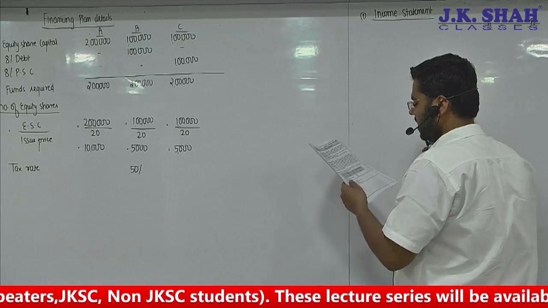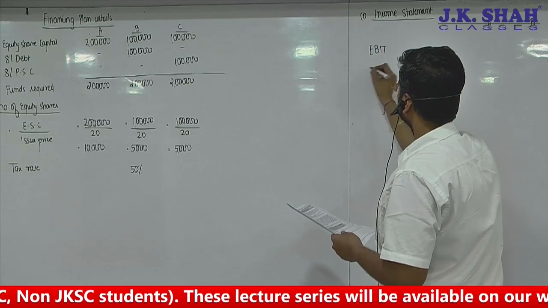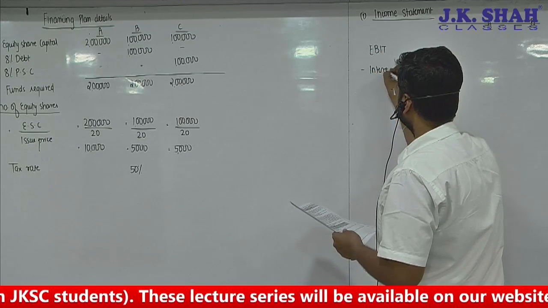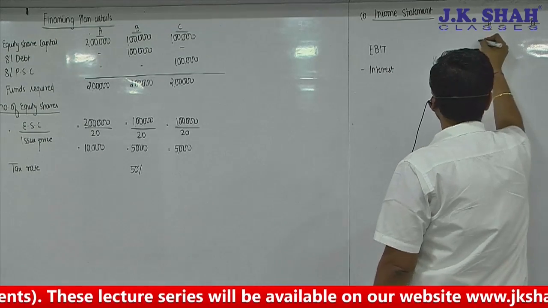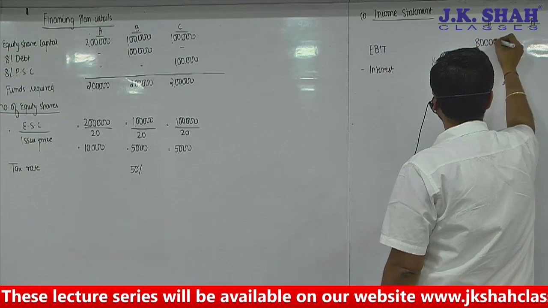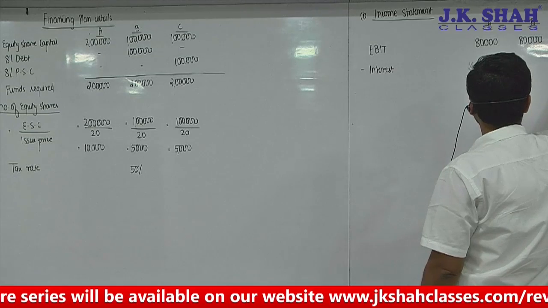Plan A, plan B and plan C. So we'll start with EBIT. Could you please check, friends, in the question and tell me how much is the EBIT? So the EBIT here is 80,000. It is 80,000 here and it is 80,000 here.